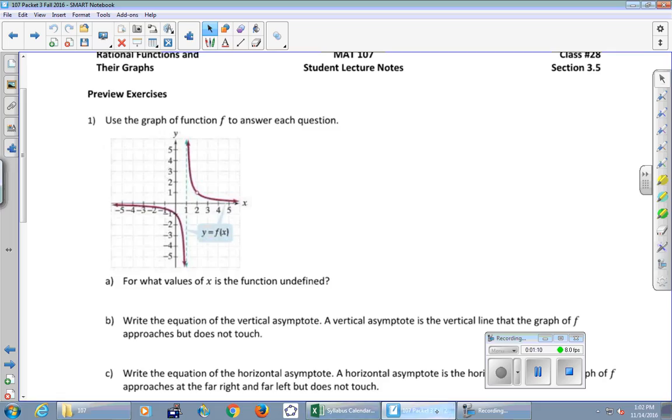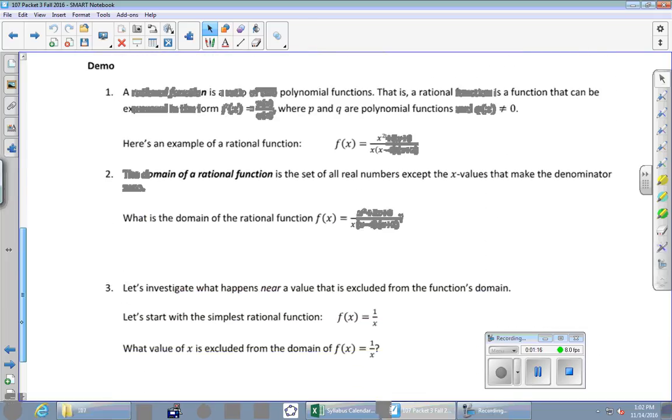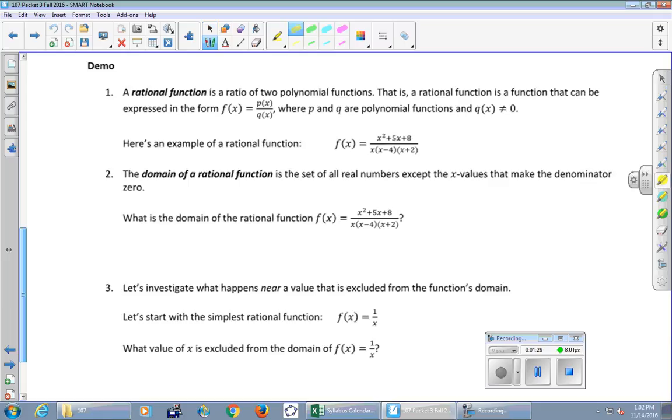Okay. All right, so let's get started on page 40. And we're going to jump here to the middle on the demo. It says a rational function. So we're defining this brand new function for us. A rational function is a ratio of two polynomial functions. Here's an example right here. It is a ratio of two polynomial functions. Ratio just means division. So I've got a polynomial on top and a polynomial on the bottom.